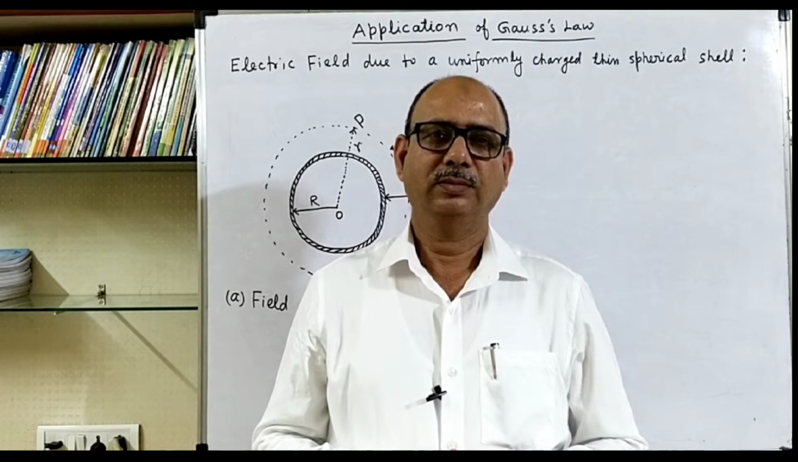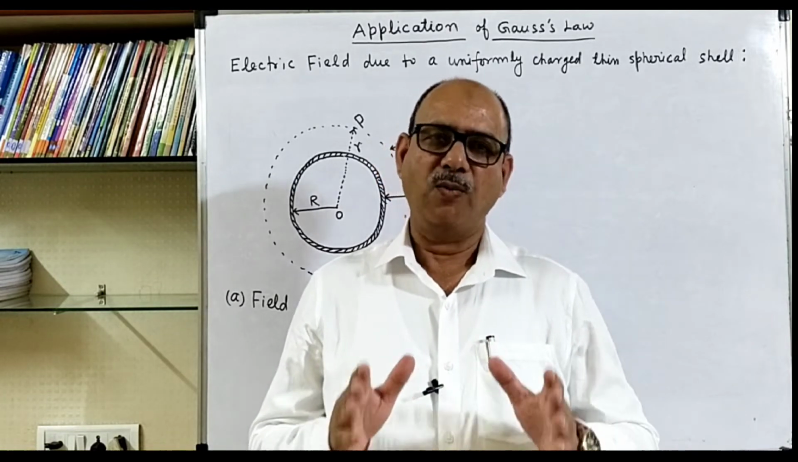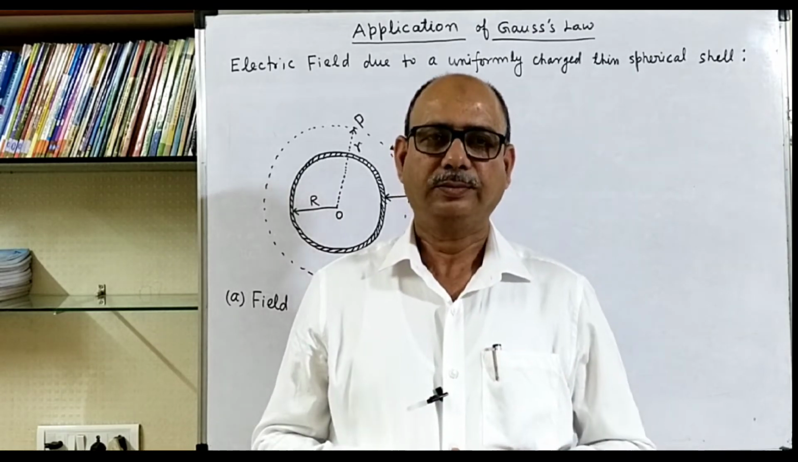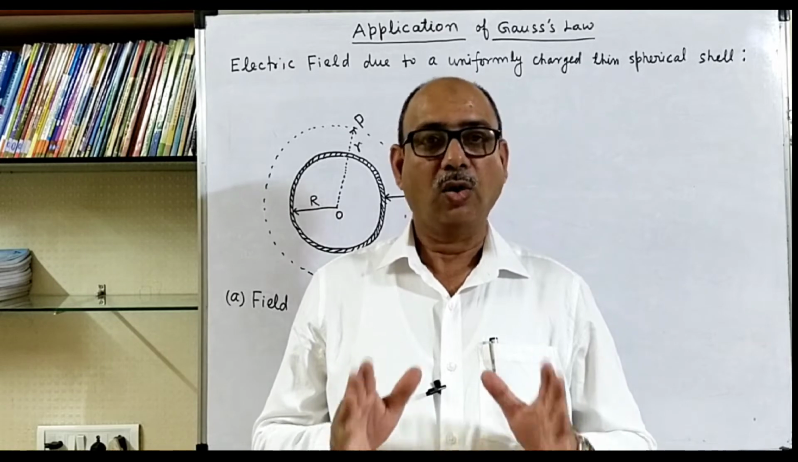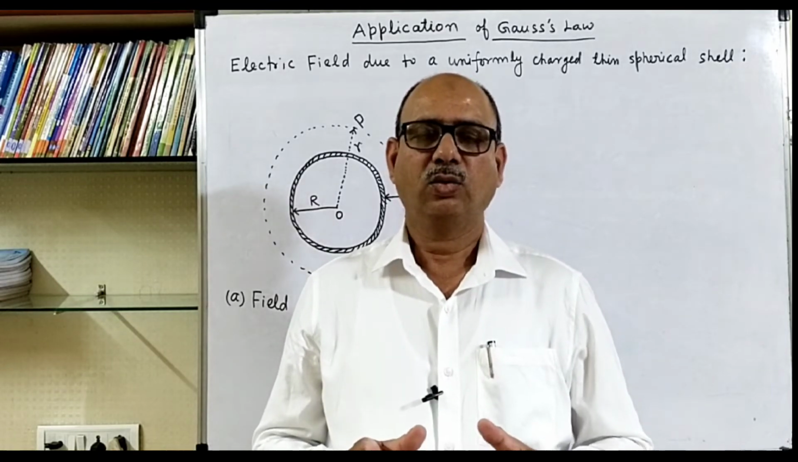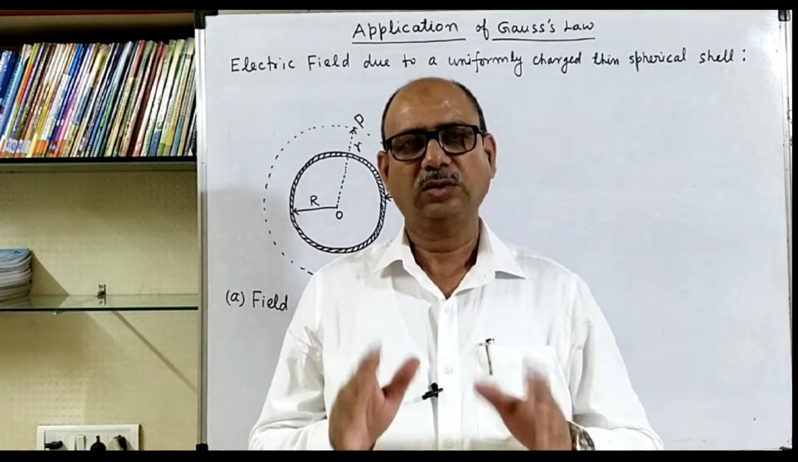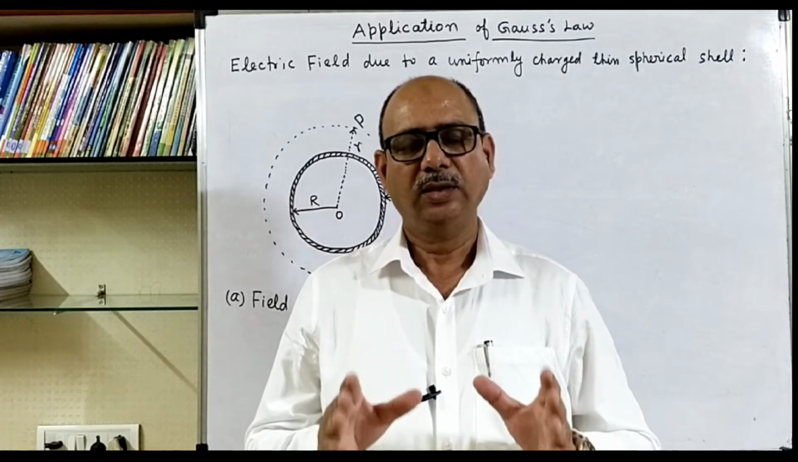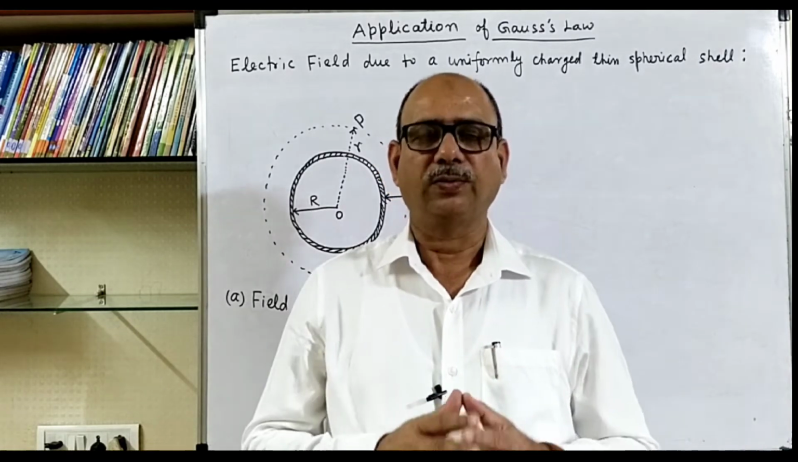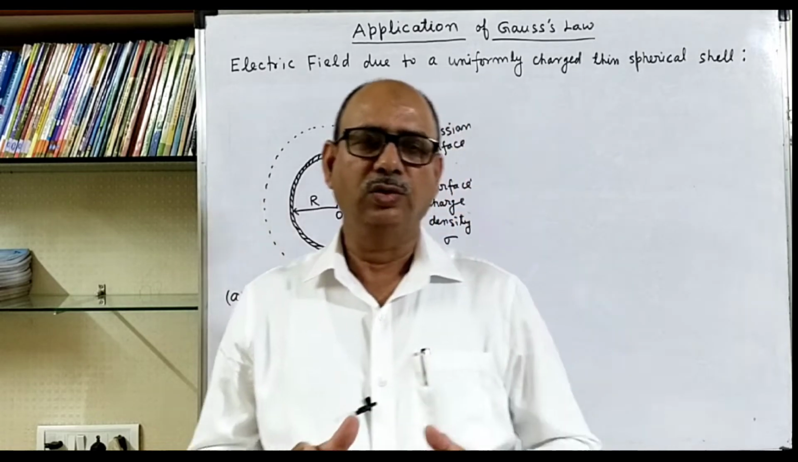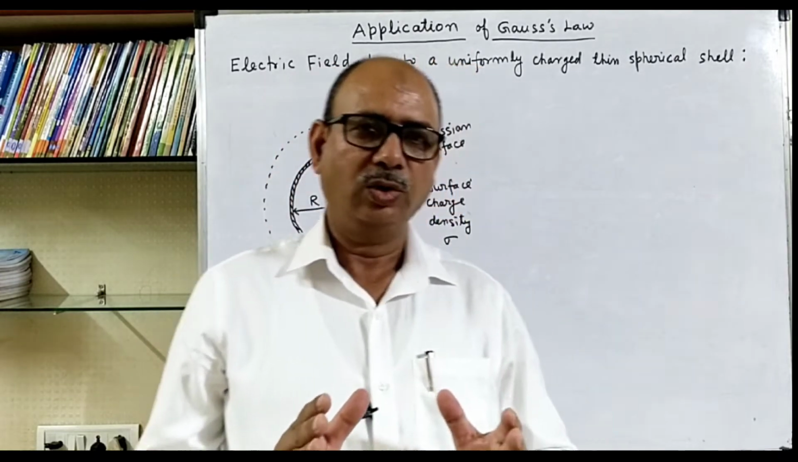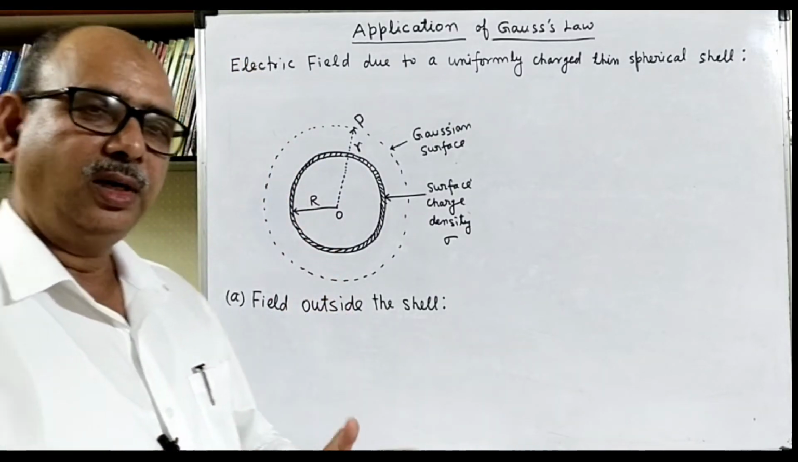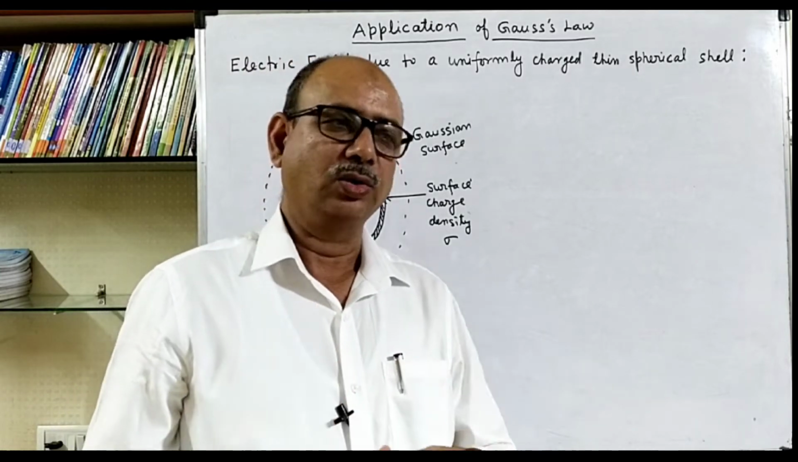I am Ajmal. Today we are going to discuss a very important topic, and that is the application of Gauss law. In the last video we learned Gauss law, which states that total electric flux passing through a closed surface is equal to 1 upon epsilon naught times the total charge enclosed by the closed surface. In this video, we will find out the value of the electric field outside and inside a spherical shell by using Gauss law.